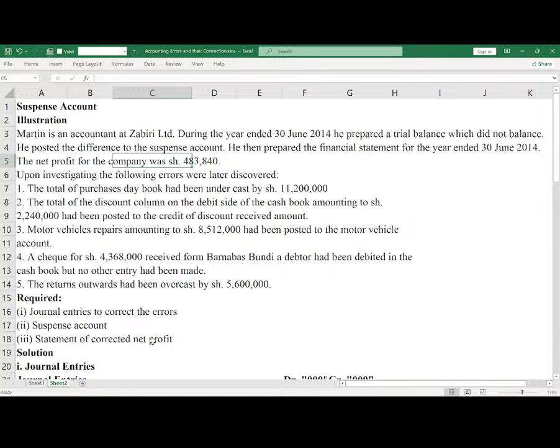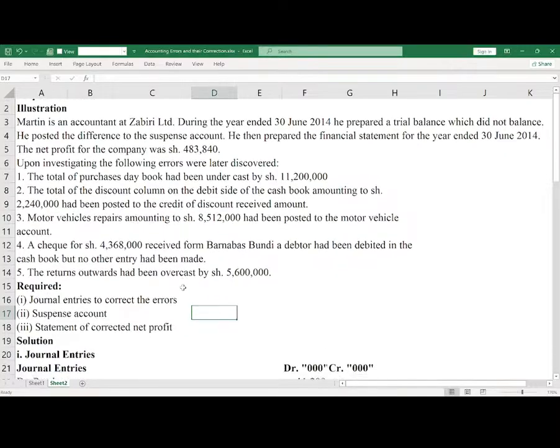So we are told to prepare the journal entries to correct the errors, the suspense account, and also the statement of corrected net profit. Okay, before I go on, please take some screenshots on that. So let's continue. We have the solution.